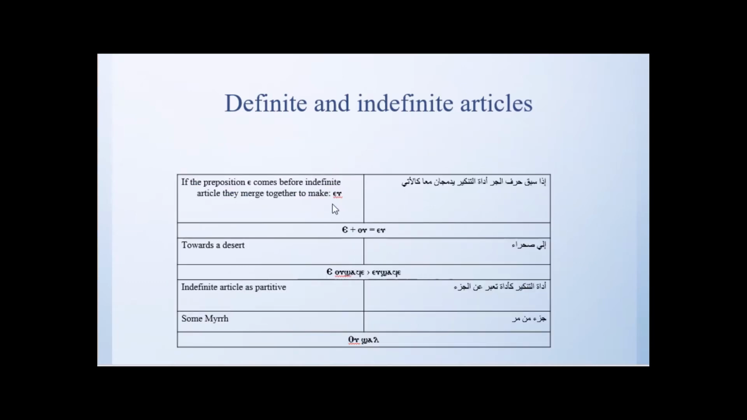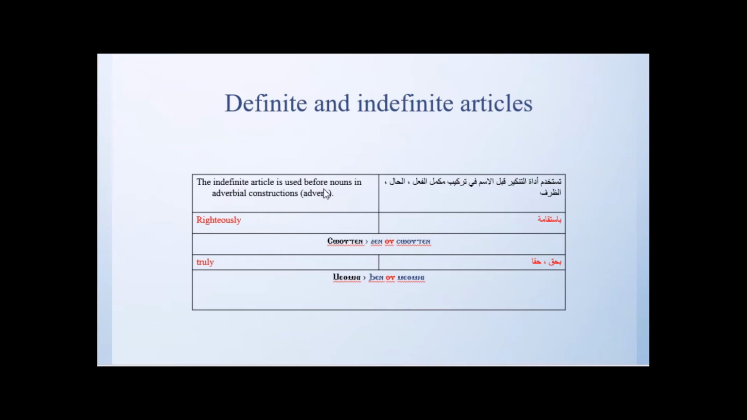There are some cases in which we merge the indefinite articles with a preceding preposition. For example, when we find the preposition a followed by ou with the indefinite articles, they turn into ev. Ev shafi means to a desert. We find it in the scriptures. And we can also use the indefinite article as partitive. For example, in the scripture it is said this, and we translate it as "shall".